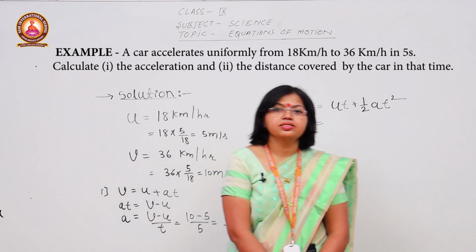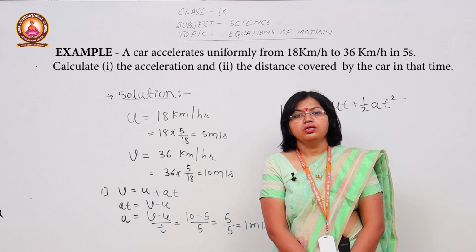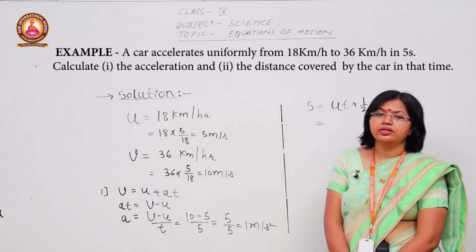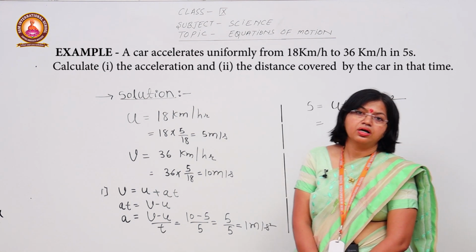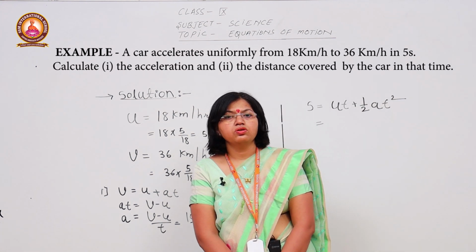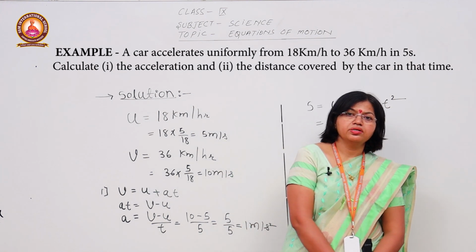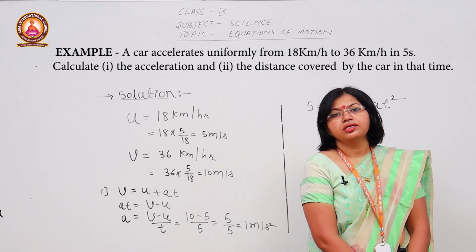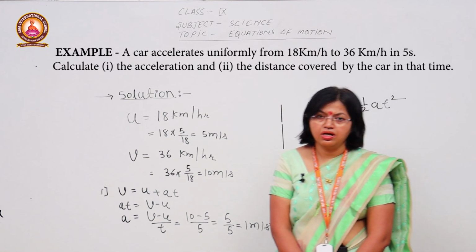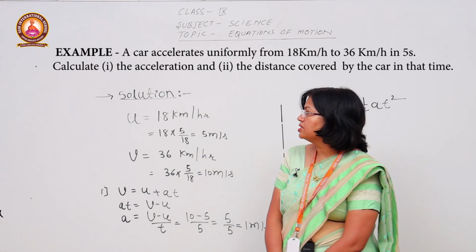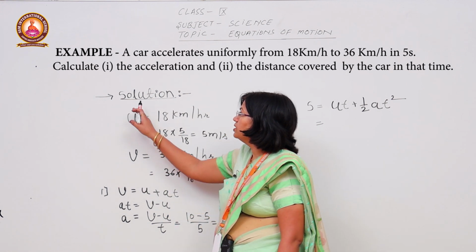Now we will learn how to use these equations in real life situations to solve numericals. Let us take an example. A car is uniformly accelerated from the speed of 18 km/h to 36 km/h in 5 seconds. Calculate its acceleration and the distance covered by the car. In this numerical, first we will write down the given data.